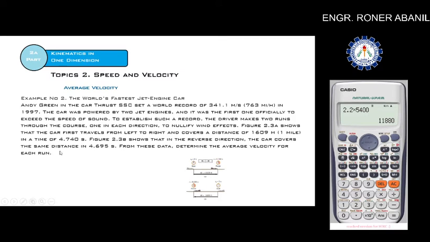Figure 2.3A shows the car first traveled from left to right and covers a distance of 1,609 meters or 1 mile in a time of 4.74 seconds. So, figure 2B, itong nandito, shows that in the reverse direction, the car covers the same distance in 4.695 seconds. From this data, determine the average velocity for each run. Okay? So, dito raw, hanapin natin yung average velocity. Okay?